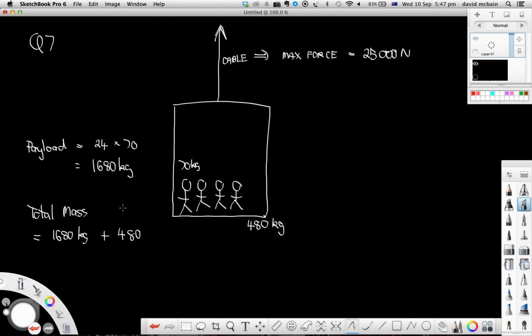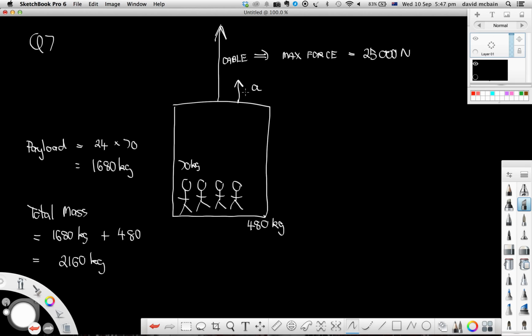And that equals 2,160. 2,160 kilograms. Okay. Now, think about this. If we're going to accelerate this lift and everyone in it in that direction, the greater the acceleration, the greater the net force necessary to create that acceleration.